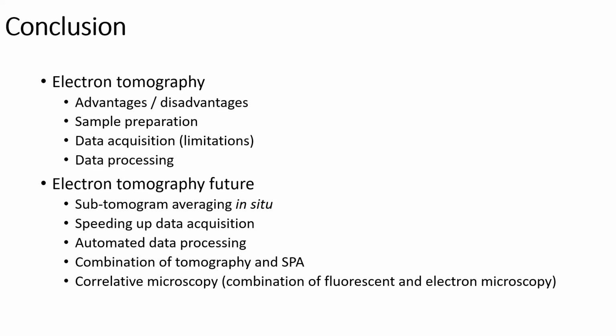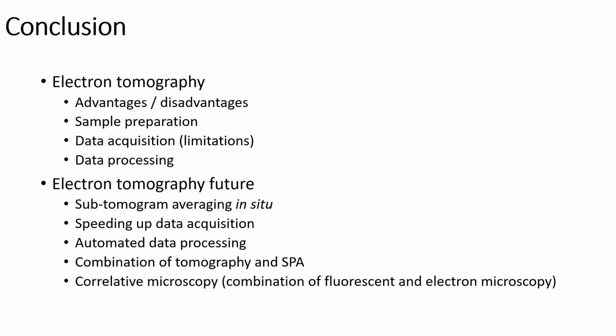The future of electron tomography, because electron tomography is younger than the SPA and less established than the SPA, is sub-tomogram averaging in situ, where you take your cell, take a tilt series of your cell, reconstruct a tomogram, and then you take features from your cell and average them together. That is how you can localize the sub-tomograms which you are interested in directly in situ.